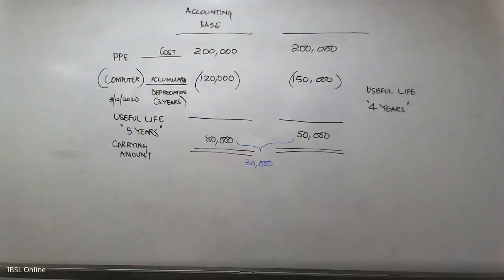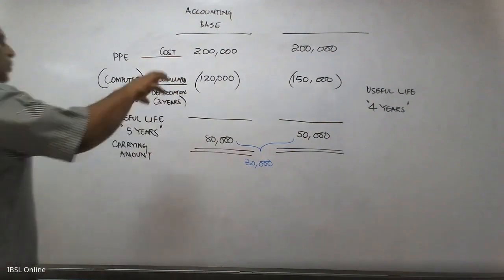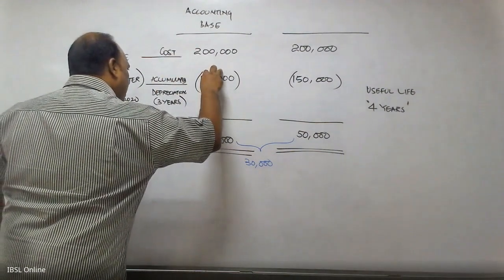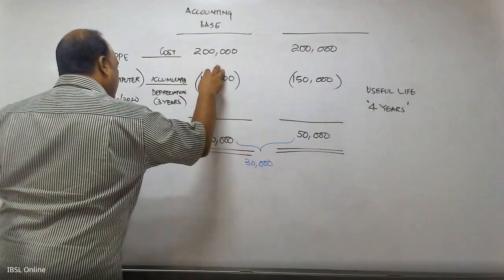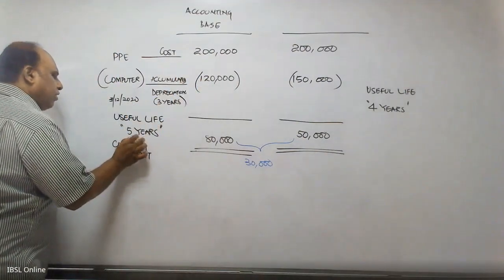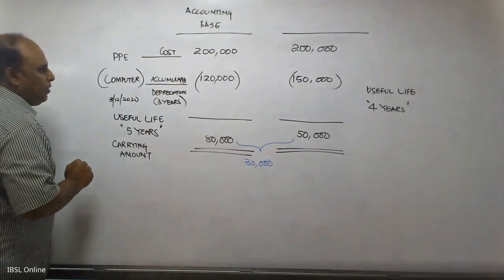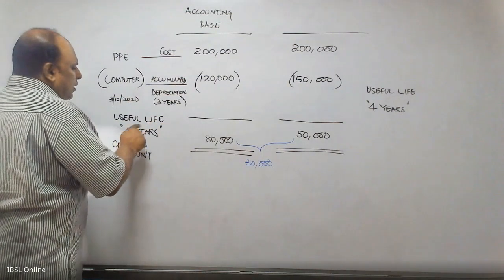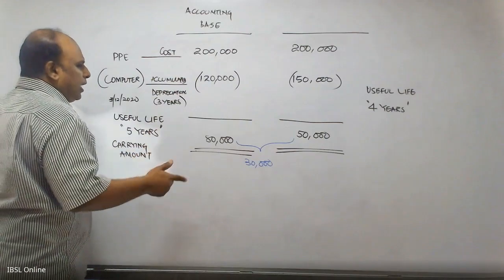Now what is this difference? That is what we need to know, right? So how does this difference arise? Now you know that this 120,000 was arrived at using a useful life of 5 years. And you also know this can differ all the time.